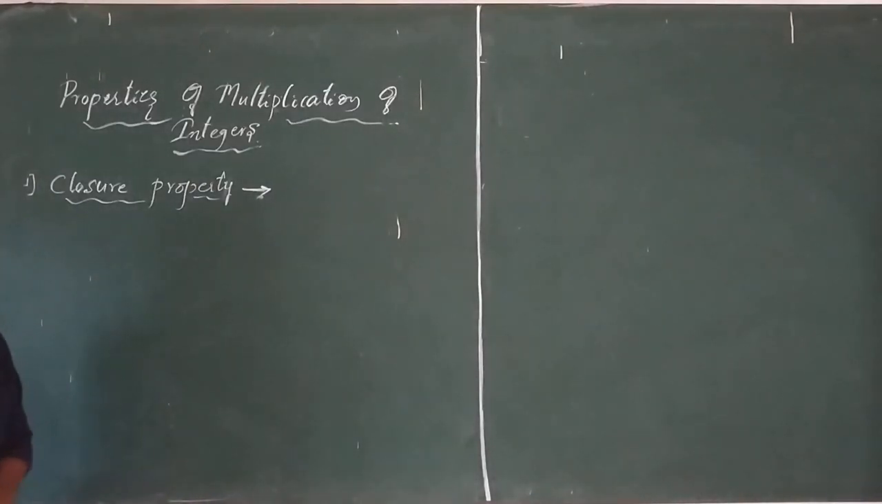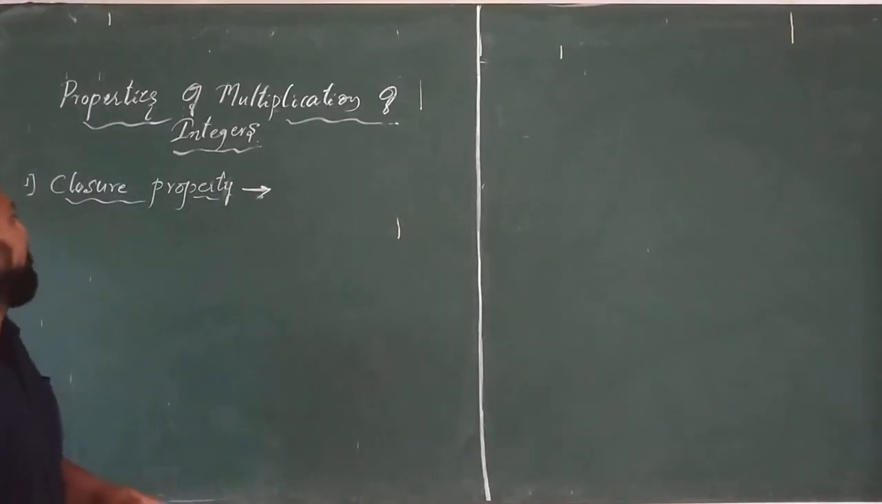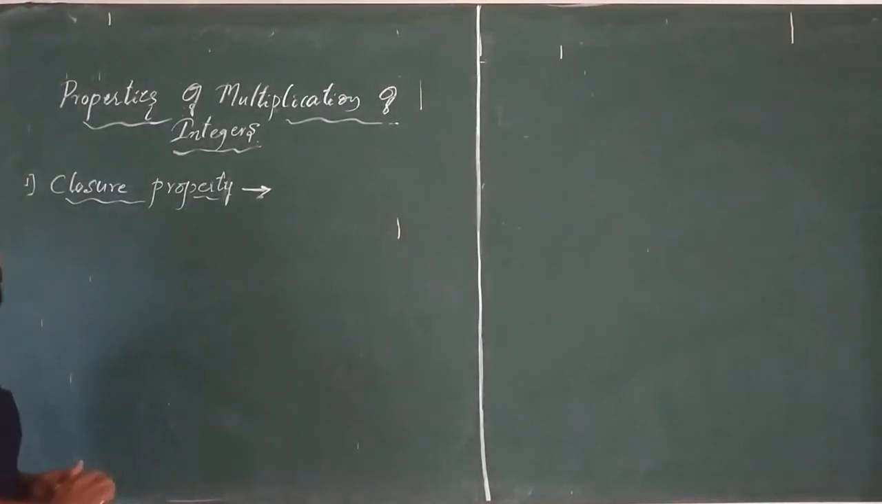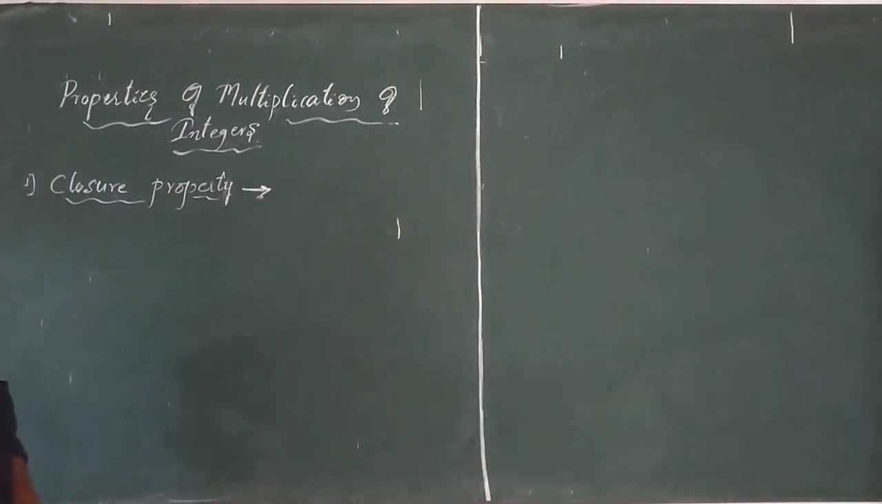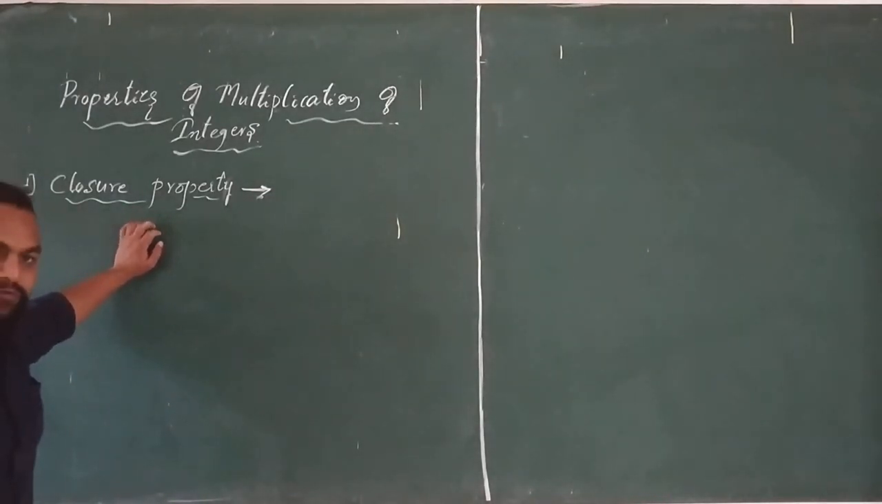Here the next concept is the properties of multiplication of integers. The same properties: closure, commutative, associative, and distributive. Here the first one is the closure property. You know the rule of the closure property.